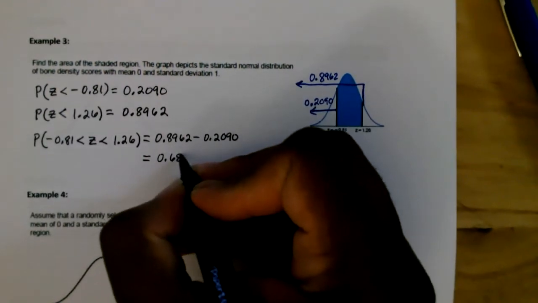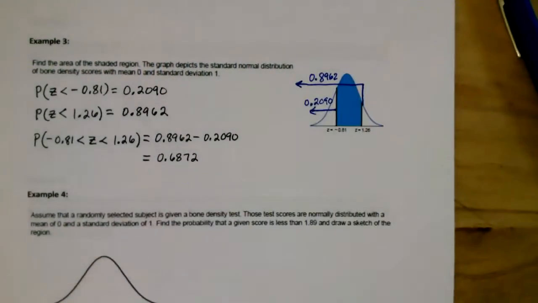0.6872. So the final answer there would be the probability that our z value is between negative 0.81 and positive 1.26 would be 0.6872.